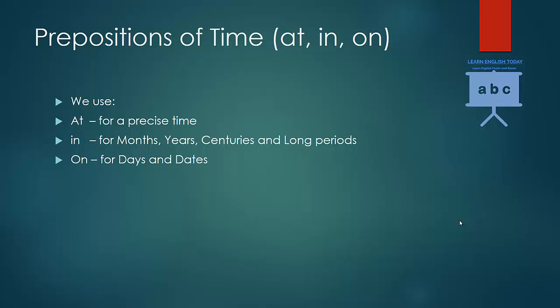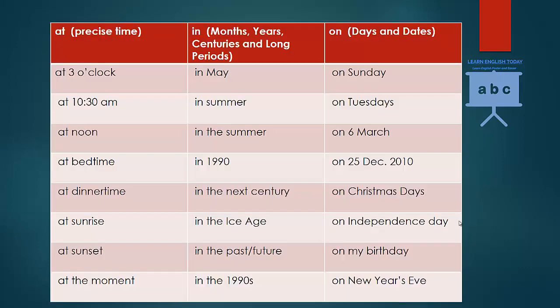Once again, at is used for a precise time. Precise means clear. In is used for months, years, centuries, and long periods. And on is used for days and dates. Look at this chart. It gives you a very clear view of using at, in, on. Look at the first column. At is used for precise time. For example, we have at 3 o'clock, at 10:30 a.m., at noon, at bedtime, at dinner time, at sunrise, at sunset, and at the moment.